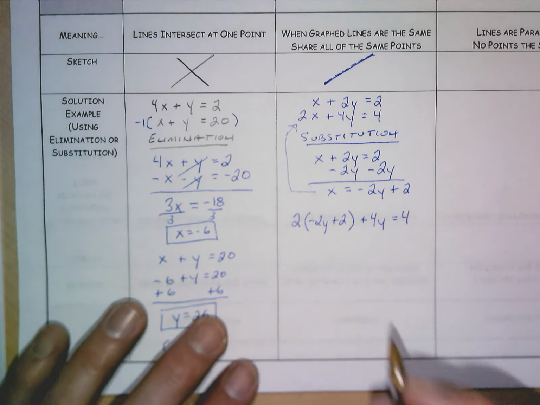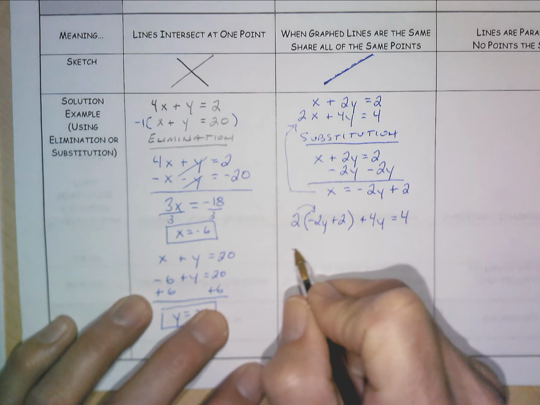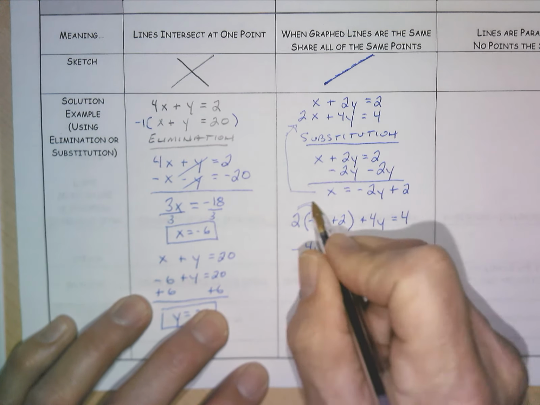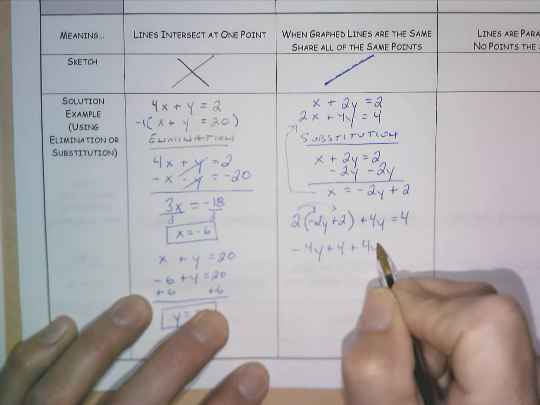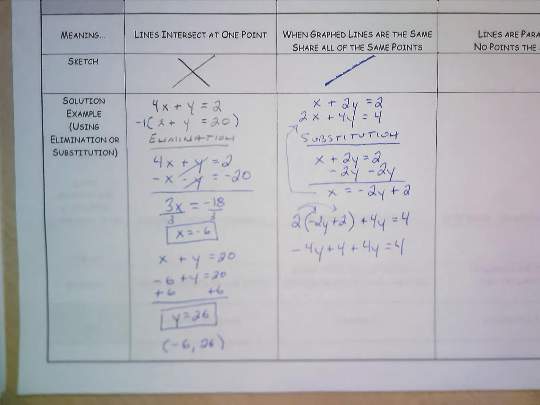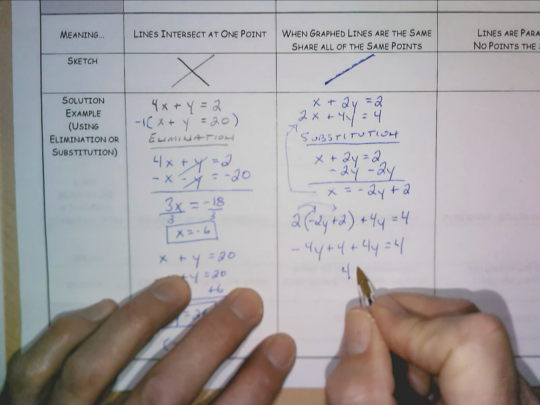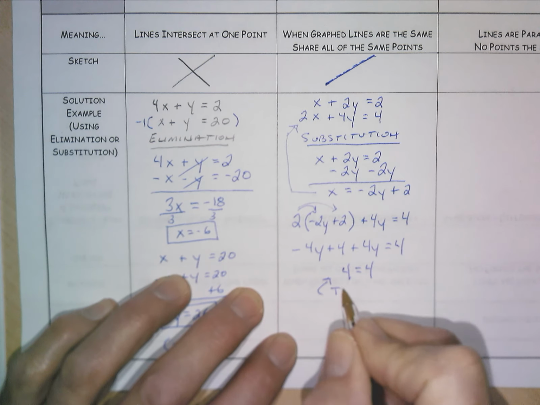Now I'm going to try and solve for y. I'm going to distribute the 2. 2 times negative 2y is negative 4y. 2 times 2 is plus 4. Plus 4y equals 4. I'll combine like terms. And what I'm going to see is that the negative 4y and the 4y add up to 0. So all I'm left with on the left side is 4. And what I have on the right side is 4. This is a true statement.